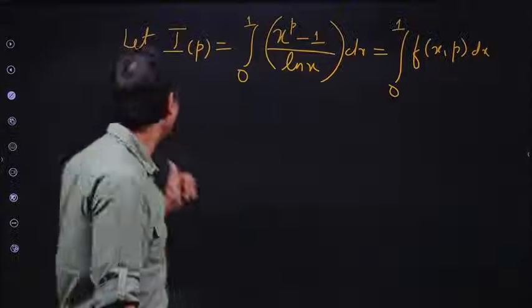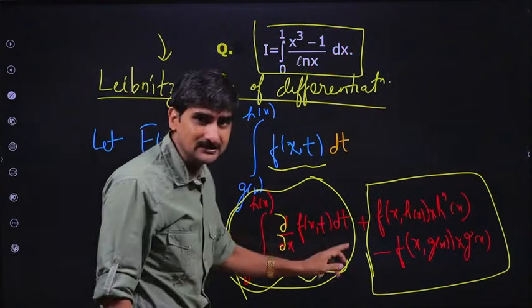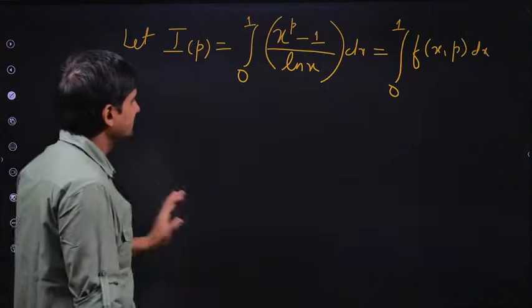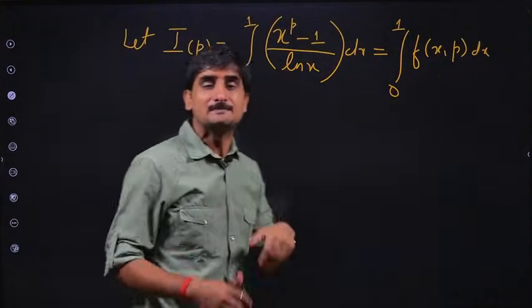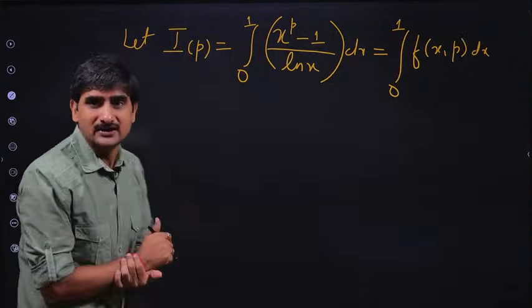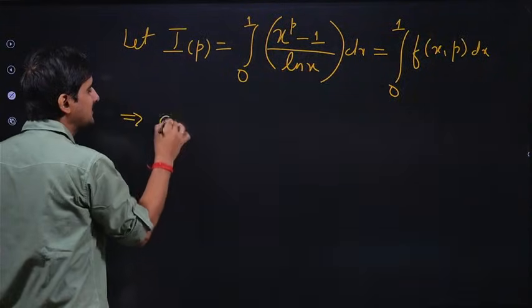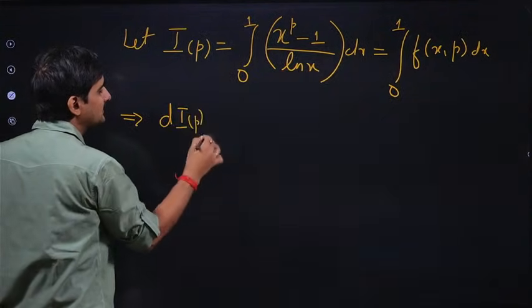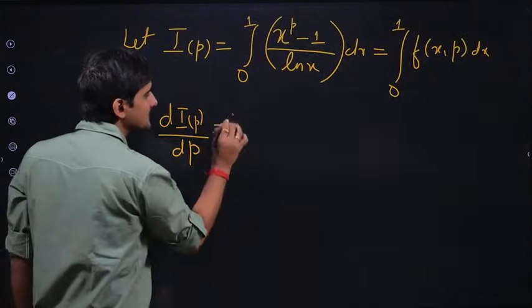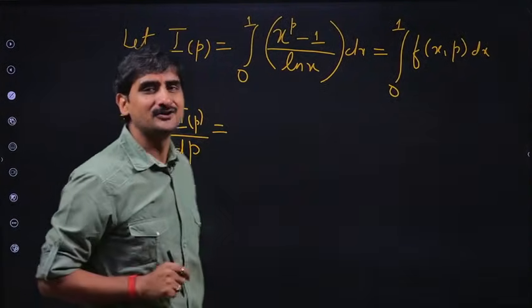Like in the previous one, the variable of integral was t. Be very clear. So now this integrand is a function of x and p, and of course the value of the integral I will be overall a function of p. So now differentiate this integral with respect to p. Apply Leibniz rule of differentiation.